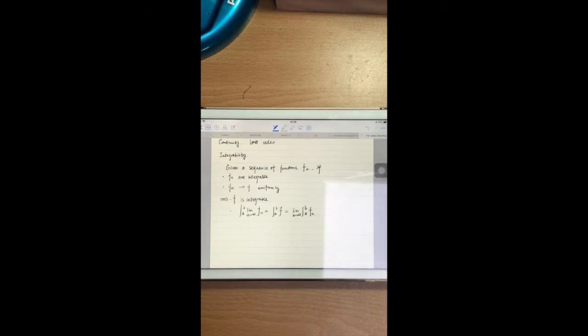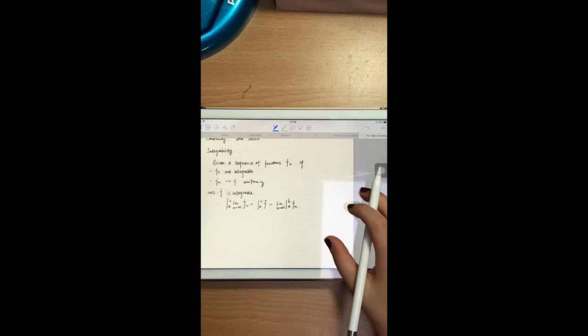So the second theorem, integrability, is still quite similar to continuity. If you want to remember it, just remember one of them, and just substitute continuity with integrability, then you're done. So the theorem says, given the sequence of functions f_n, if all functions in that sequence are integrable, and f_n is converging uniformly to the limit function f, then the limit function f is integrable, right?